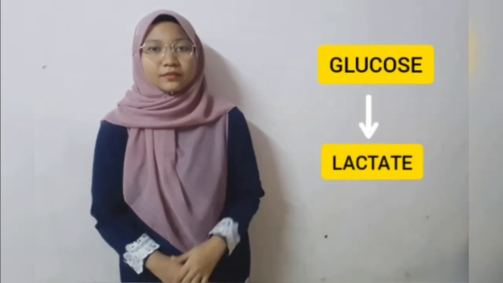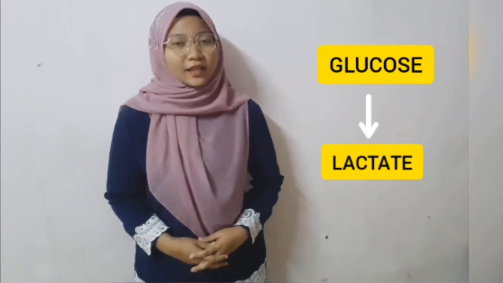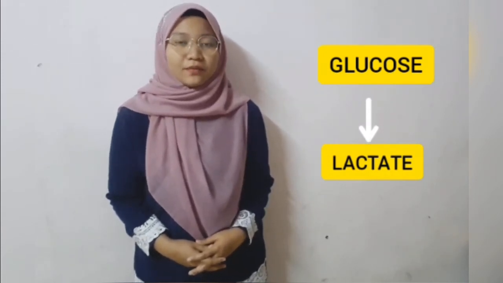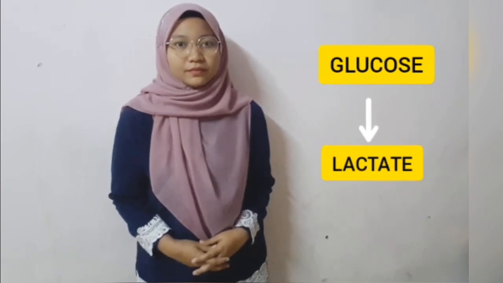Summary of the Cori cycle. The Cori cycle refers to the metabolic pathway where lactate produced by anaerobic glycolysis in a muscle moves to the liver. It was first discovered by Carl Cori and Gerty Cori, so that's why this cycle is named the Cori cycle. Glucose is broken down to lactate. Lactate is carried from skeletal muscle through the blood to the liver. In the liver, it is oxidized to pyruvate. Pyruvate is converted to glucose by gluconeogenesis.